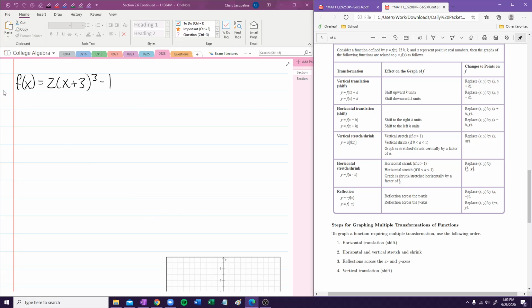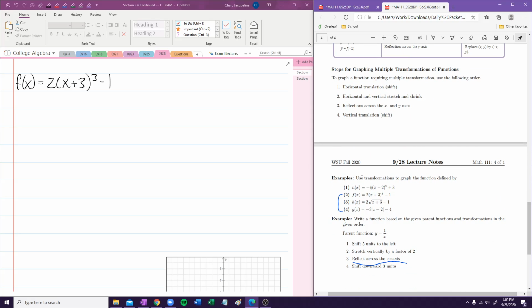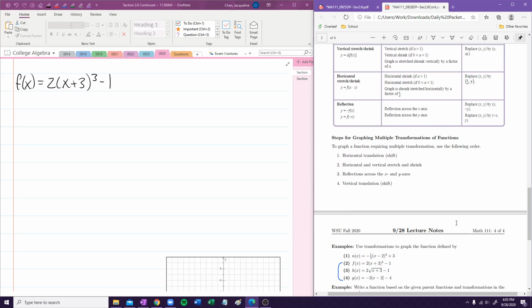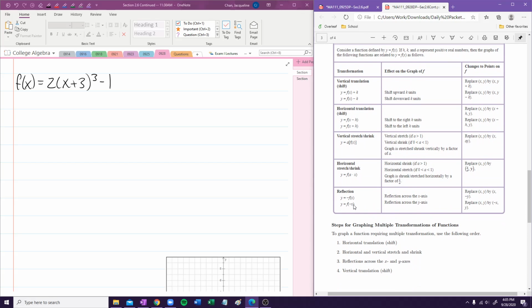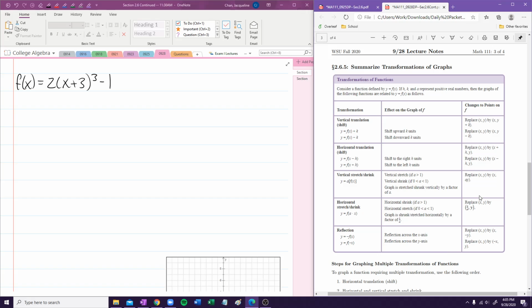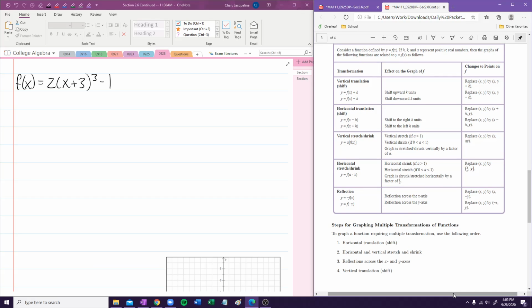So the first example is f of x equals 2 times the quantity x plus 3 cubed minus 1. Okay, so we want to use transformations to graph the function defined by f of x. Remember that there are steps for graphing multiple transformations of functions. We will follow them and I will refer to this table to transform.